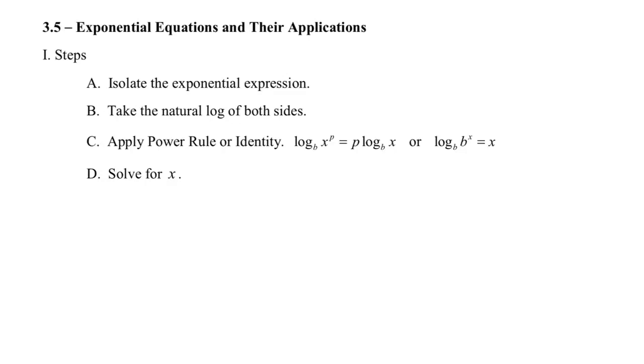So you're going to isolate the exponential expression, meaning get it by itself. The exponential expression is just the expression that has the variable in the exponent. Take the natural log of both sides, then that's going to allow you to apply either the power rule or the identity that we learned back in section 3.4, and then finally you're going to solve for x.